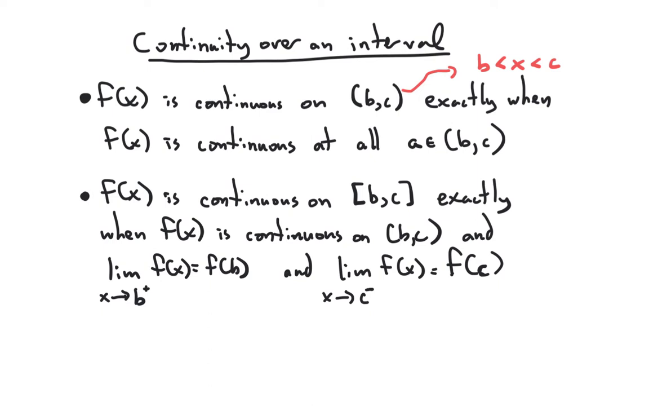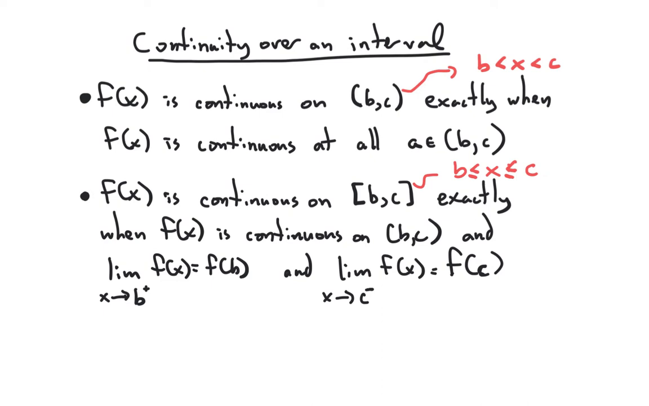But I want to talk about continuity on a closed interval first. So it's almost the same. As a reminder, a closed interval just includes those endpoints as well. So it's all things in the interval from B to C. But now instead of strict inequalities, we let them be less than or equal to. So it could be B and C itself.